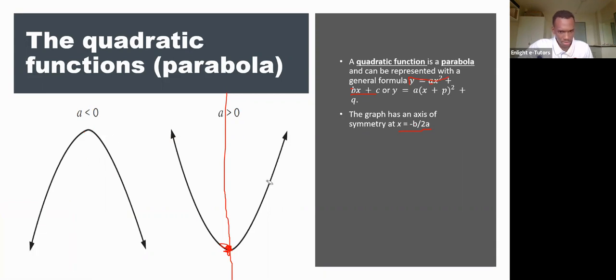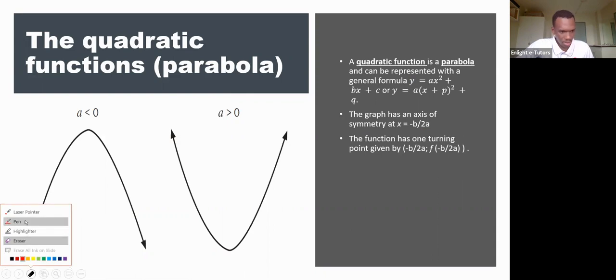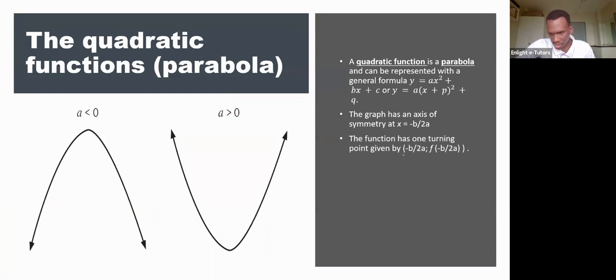Okay, so remove these things because you're going to need the notes. Okay, so you understand with this one. And then the turning point is given by this equation. It's not an equation, sorry. It's what we call the coordinates of the turning point.